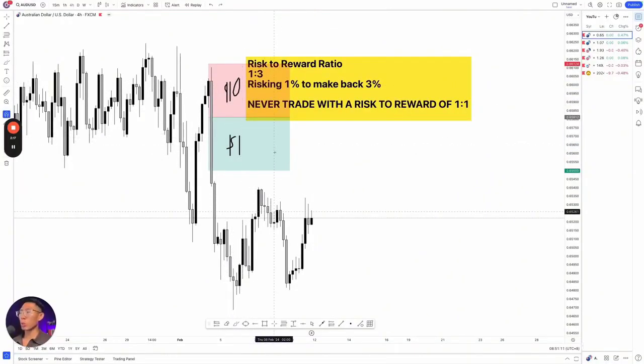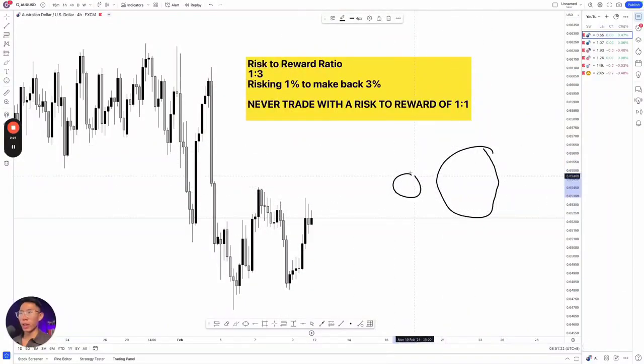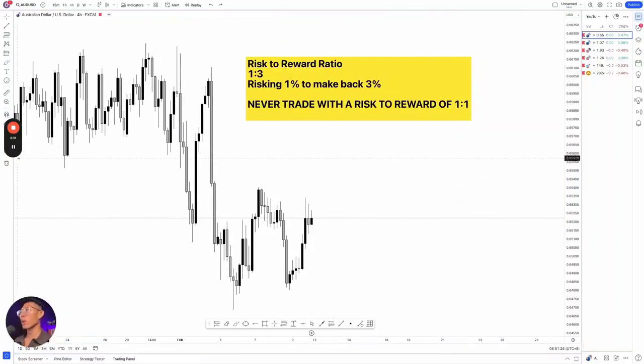In that case, that is absolutely stupid, because why would you take a trade to make back something that is equivalent to your risk? You always want to make sure that your reward is bigger than your risk, right? That's literally the least you can do. And that is how you can really become profitable, if you can stick to this risk to reward ratio.